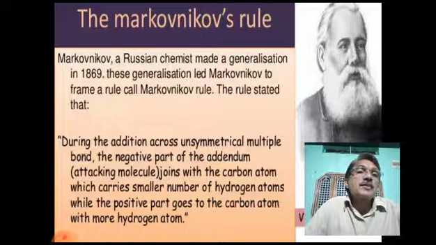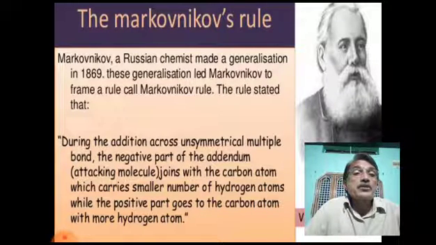Markovnikov, a Russian chemist, made a generalization in 1869. This generalization led Markovnikov to frame a rule called Markovnikov's rule. The rule stated that during the addition across an unsymmetrical multiple bond, the negative part of the attacking molecule joins with the carbon atom which carries the smaller number of hydrogen atoms, while the positive part goes to the carbon atom with more hydrogen atoms.